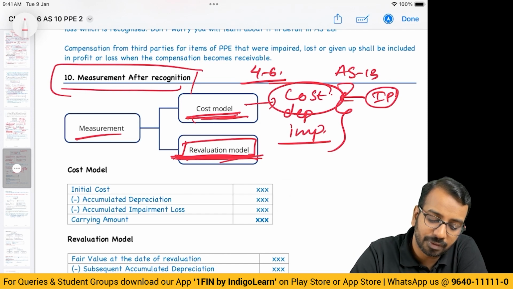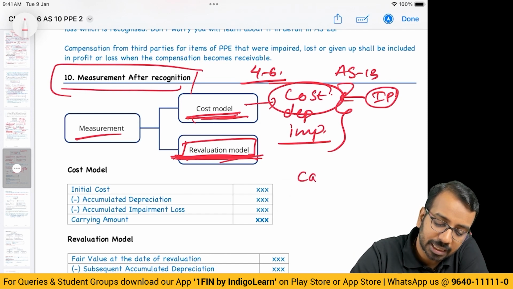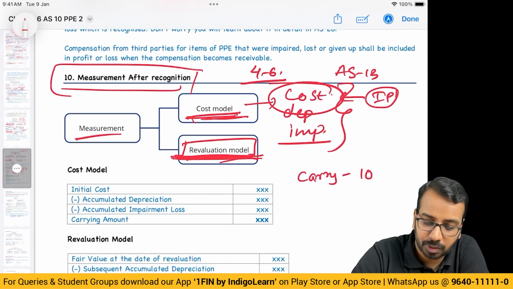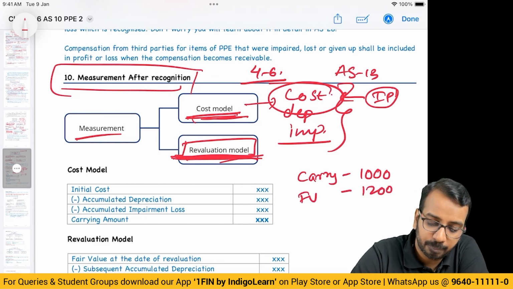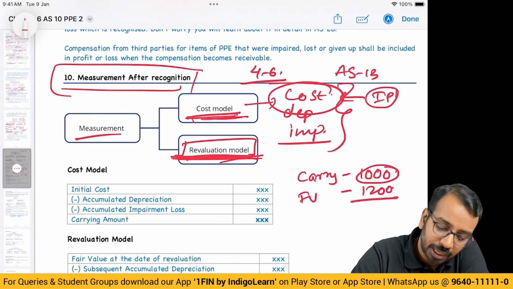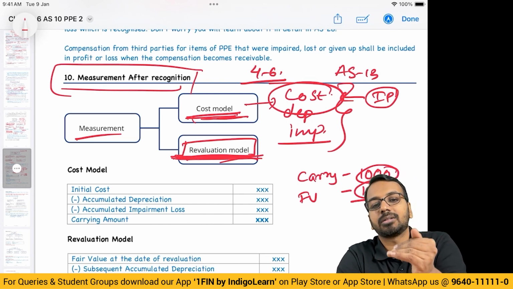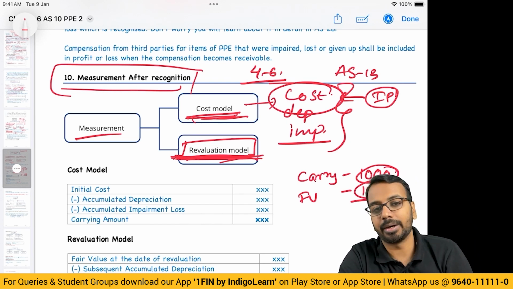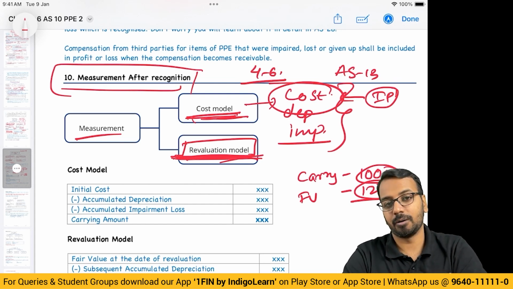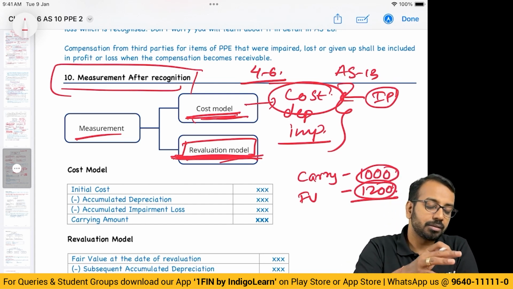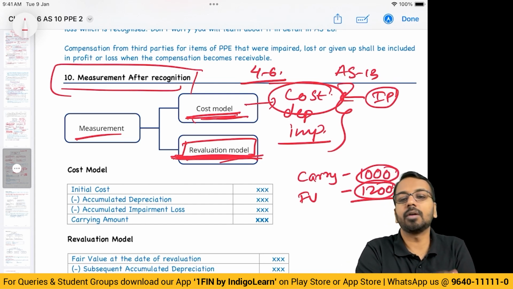Now, what is the meaning of revaluation model? Let us say the carrying amount is 1000, fair value in the market is 1200. The standard says you can replace this 1000 by 1200, you can recognize this 200 and do the subsequent accounting based on 1200. That is called revaluation model. I am repeating, to take the asset from its carrying amount to the fair value.